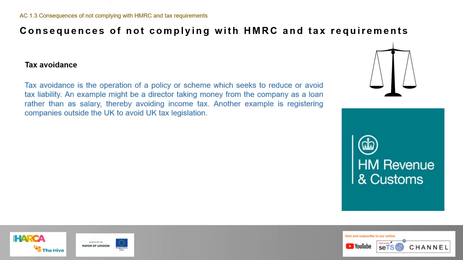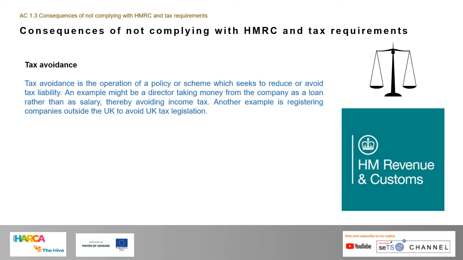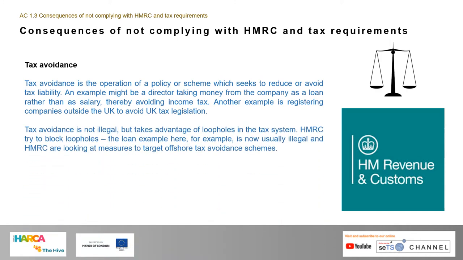Tax avoidance. Tax avoidance is the operation of a policy or scheme which seeks to reduce or avoid tax liability. An example might be a director taking money from the company as a loan rather than a salary, thereby avoiding income tax. Another example is registering companies outside the UK to avoid UK tax legislation. Tax avoidance is not illegal, but takes advantage of loopholes in the tax system. HMRC try to block loopholes. The loan example here, for example, is now usually illegal, and HMRC are looking at measures to target offshore tax avoidance schemes.